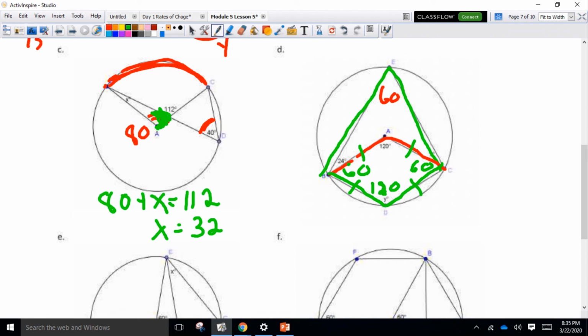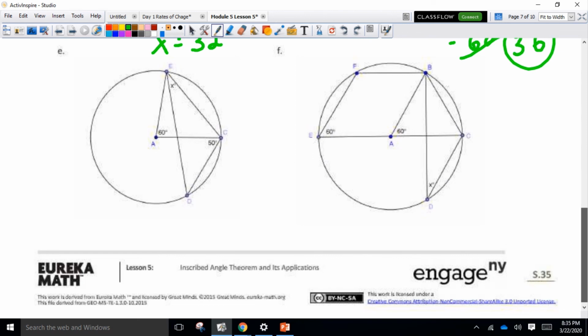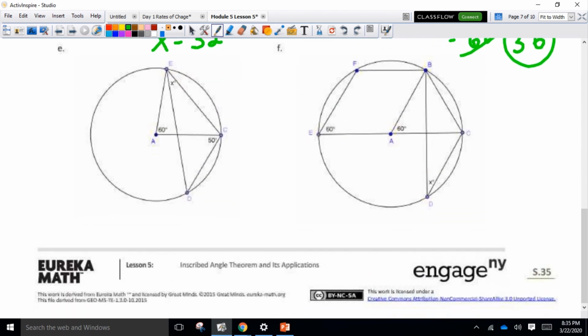So again, now I got to use this inscribed triangle. This angle is 84. This whole angle here is 84. So 180 minus 84 is 96. So that whole angle opposite, this whole angle over here, is 96. Part of it's 60. So we subtract, we get 36. Okay. Last two we're going to do today.